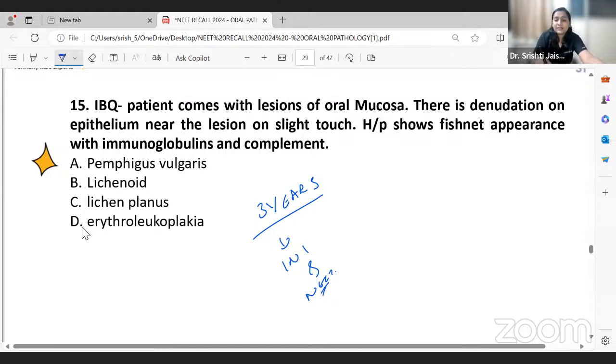They have given that there is a fishnet appearance. So when we see on immunofluorescence, the characteristic fishnet appearance is seen in which condition? It is seen in pemphigus. But they also mentioned there is denudation of epithelium near the lesion on slight touch. They had also given antibodies against IgG, which goes to the answer pemphigus vulgaris.